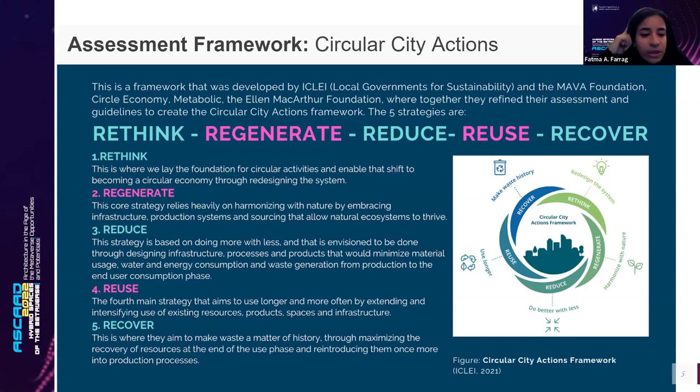Reuse, the 4th main strategy, aims to use longer and more often by extending and intensifying use of existing resources, products, space, and infrastructure. And recover, which is where they aim to make waste a matter of history through maximizing the recovery of resources at the end of the use phase and introducing them once more into the production processes.